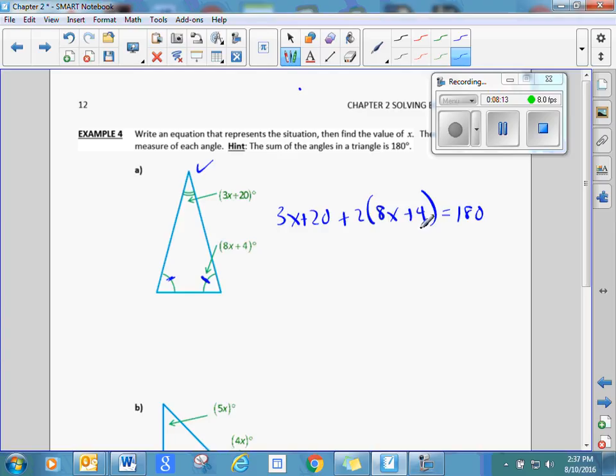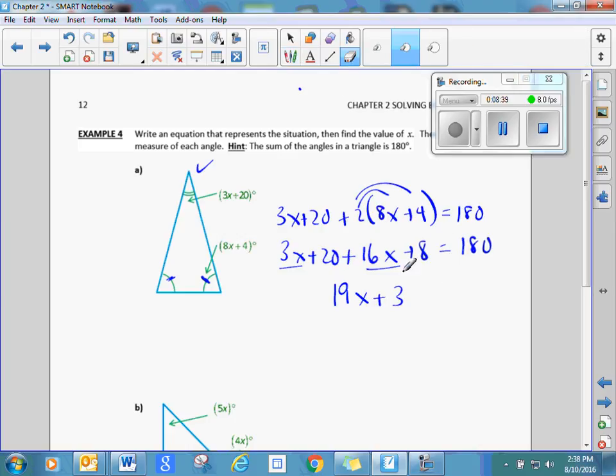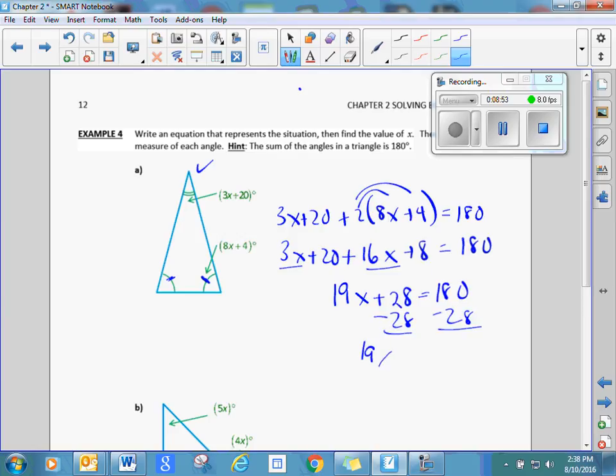Now we just need to clean up and simplify the left-hand side of our equation. We'll do some distribution to get rid of the grouping symbol, and we end up with 16x plus 8. So we end up with 19 x's, that guy and that guy, plus 28, equaling 180. Subtract 28 from both sides, and you guys can, I'm sure, finish this up on your own.